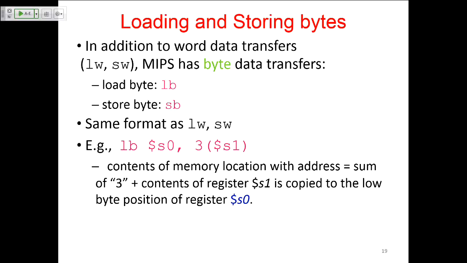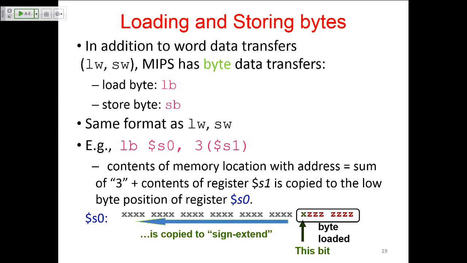Now, the trick is, where are you going to load it? It's a 32-bit register, and you only got 8 bits, right? So this LB will load it into the lowermost byte in the register, and then it will actually do a sign extend all the way. So if this is my register, these are the 8 bits that I loaded from the memory. We'll take this sign bit and sign extend it all the way. So that's what LB is going to do.